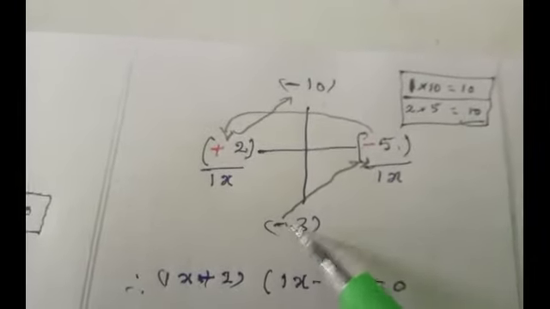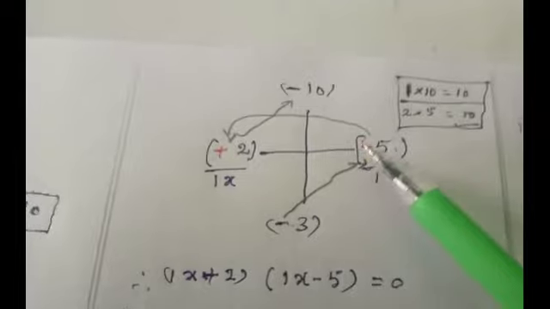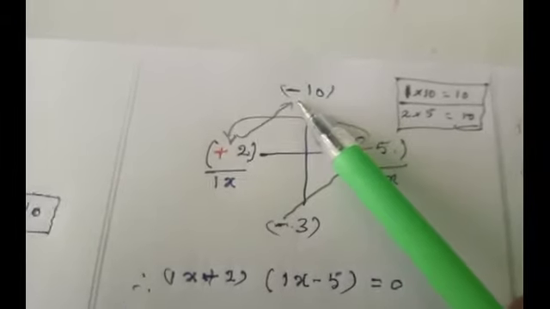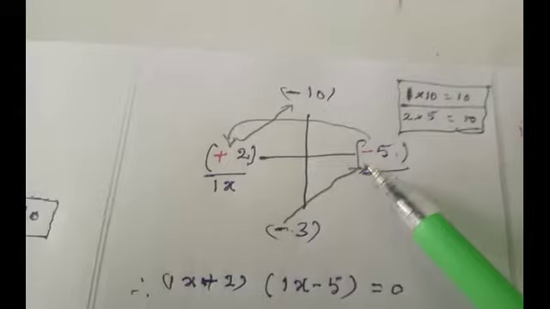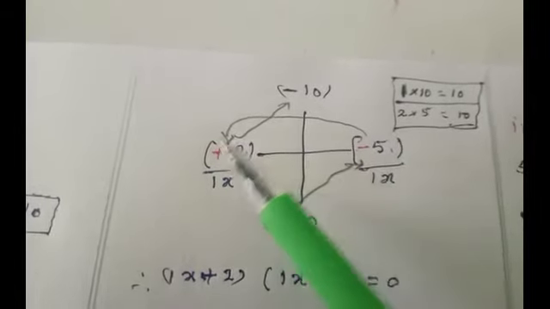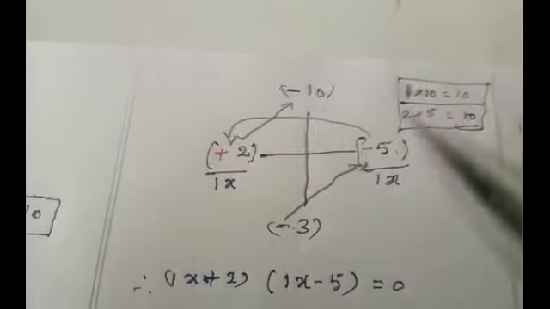So this is how we have to apply the signs. The addition value's sign is applied to the bigger number first. From here we have to check: already we have applied minus, so here it should be plus. Plus into minus will be minus.